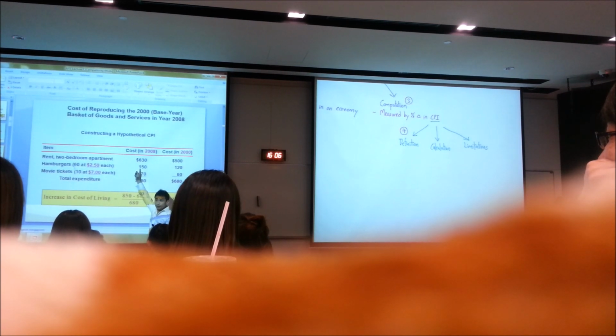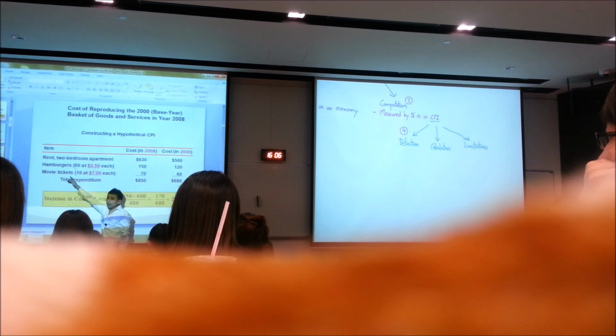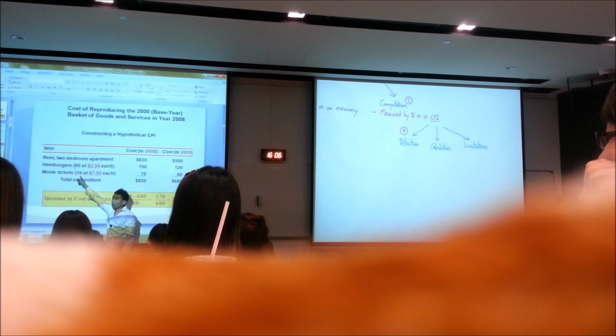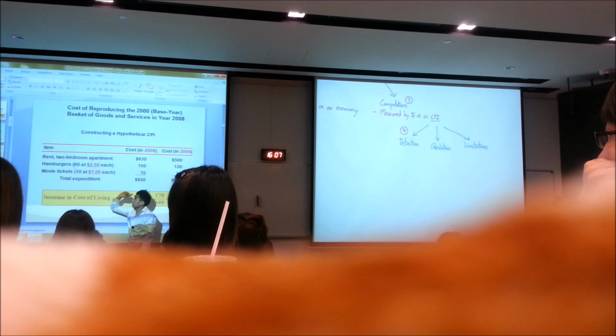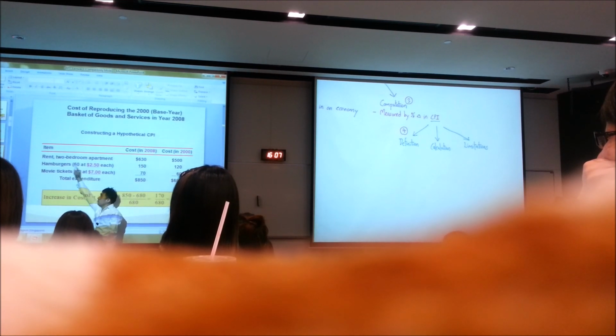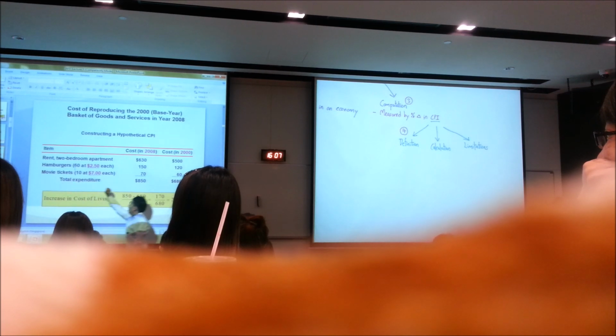Movie ticket, how much does that movie ticket cost in the year 2008? Each ticket has risen to $7. So the cost of movie has increased to 70. So the cost of the same basket, the cost of the 1-2 bedroom, 60 hamburgers, and 10 movie tickets, the same basket, now costs 850 in 2008. Okay, step 4. Calculate the cost of the basket in the current year. Step 5.